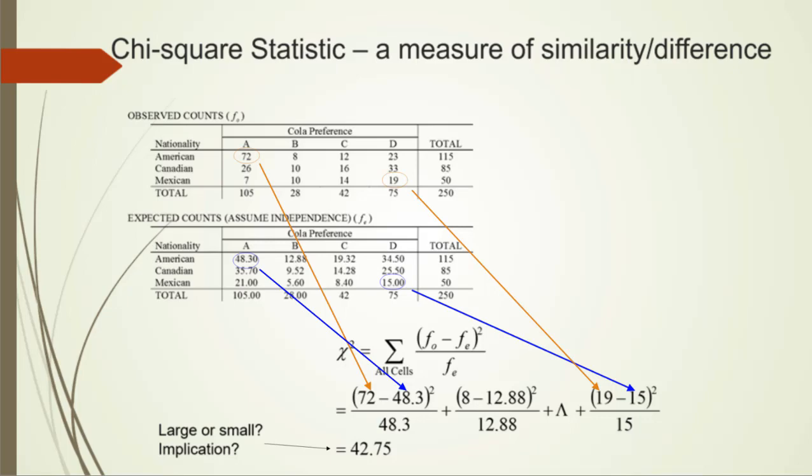To compute the test statistic, what we need to do is use FO minus FE for each cell, and then we're going to square that difference, and then we're going to divide it by FE. Afterwards, we're going to sum up all of these entries. I hope that you are convinced chi-square statistic is a measure of the similarity or difference between the observed frequencies and the expected frequencies.